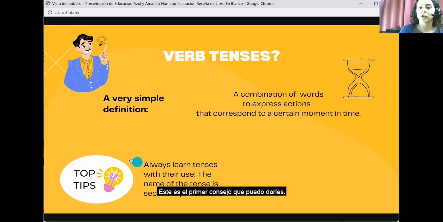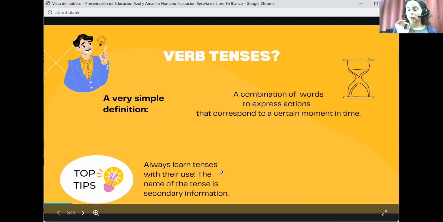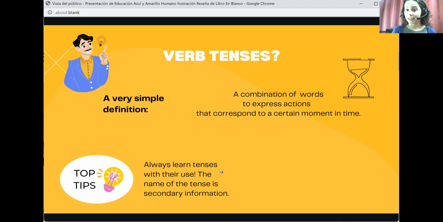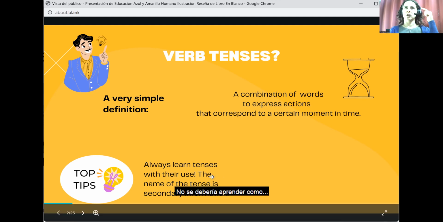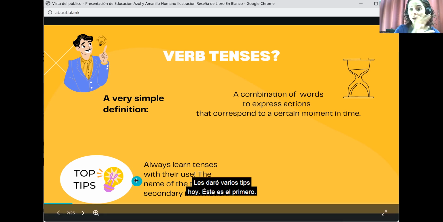That's what you need to think. This is the first top tip that I can give you. Always learn verb tenses with their use, which means presente simple. ¿Para qué lo uso? Para hablar de esto, de estas acciones, de esta cosa que vamos a ver en un momento. You shouldn't learn like, okay, present simple: person, verb with S. Past simple: person, verb. That doesn't help much. I will give you a few tips today. Yeah, this is the first one.